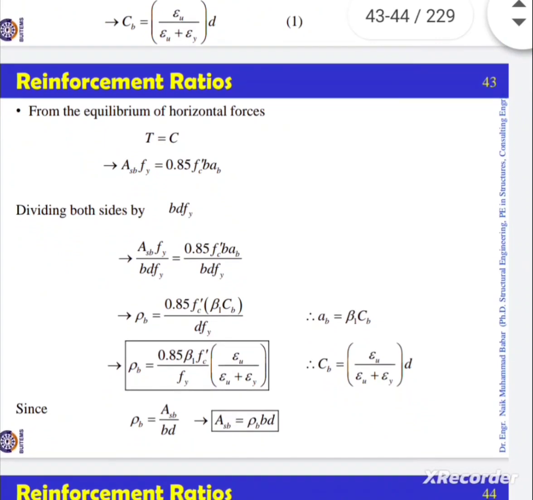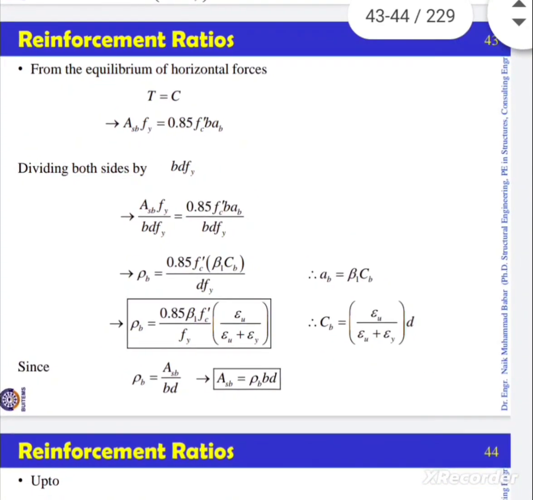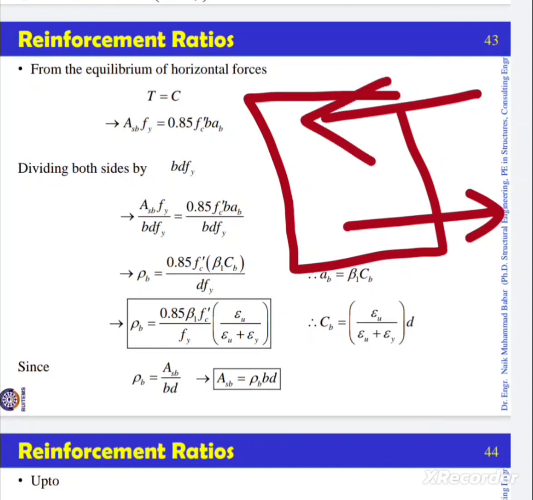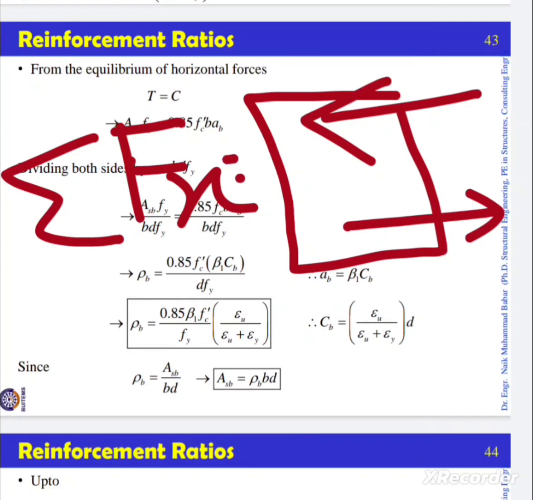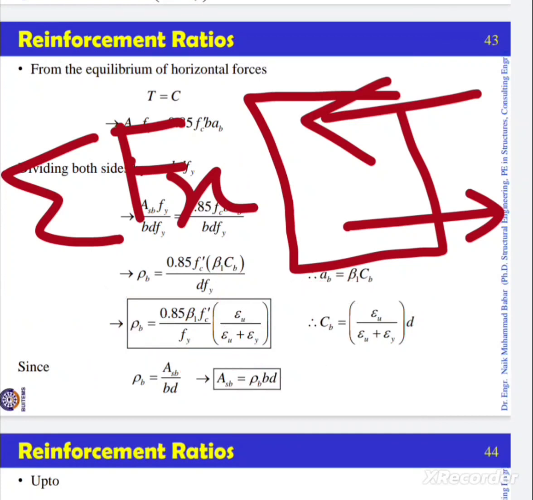Now we will take the summation of forces along the x-axis equal to 0. Since the stresses, the tensile force in this manner is produced and the compressive force in this manner is produced. So the summation of Fx along the x-axis is equal to 0. So T minus C is equal to 0. So T is equal to C. This is the basic structural analysis.